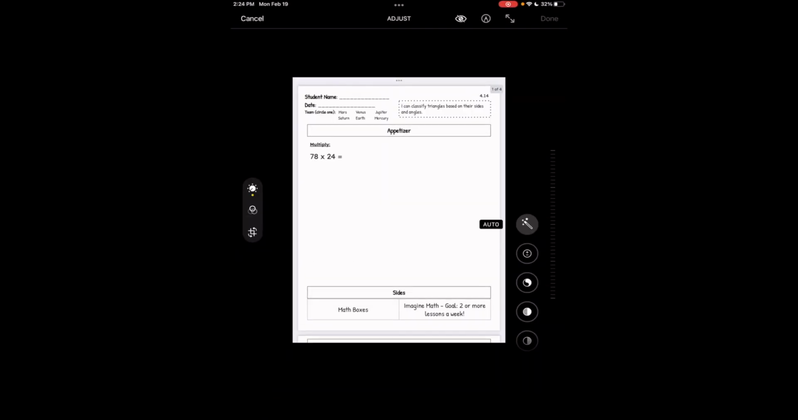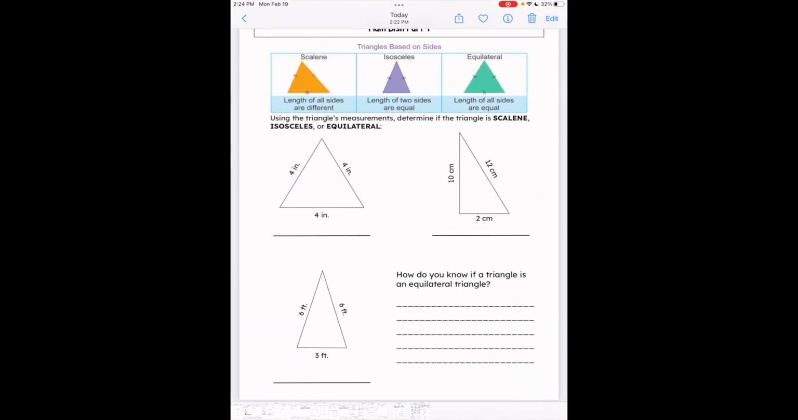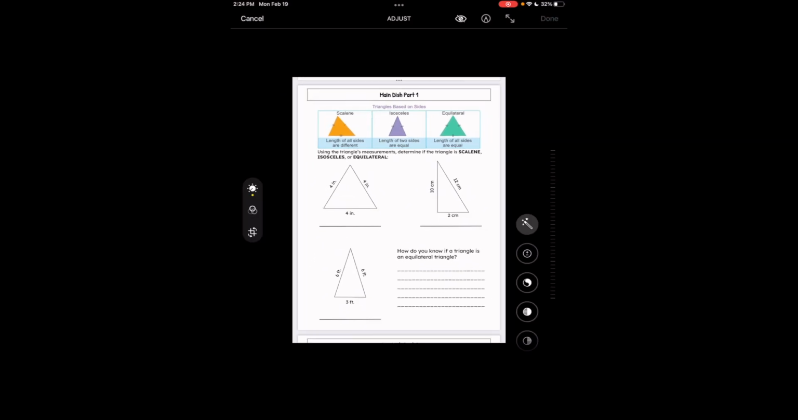Today we're going to be talking about a lot of triangles and how we can name triangles specifically based off of their sides and based off of their angles. Main dish part 1, we're really focusing on just naming triangles based off of their sides. So a triangle can be named a scalene triangle, an isosceles triangle, or an equilateral triangle.